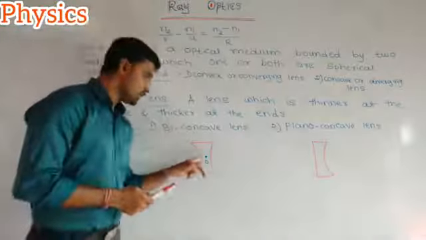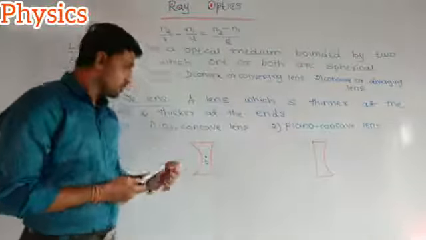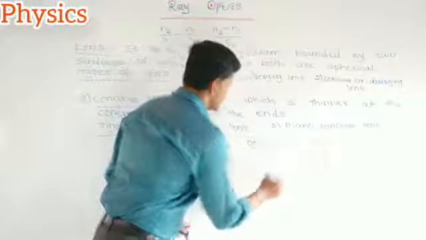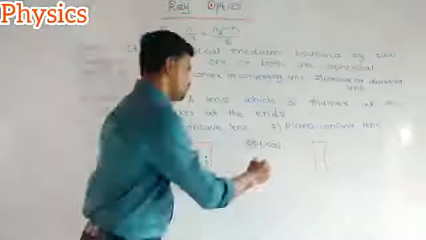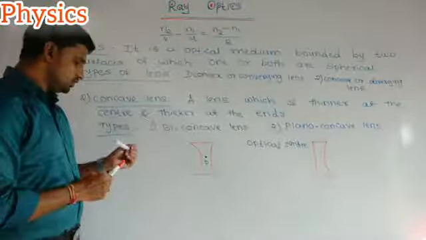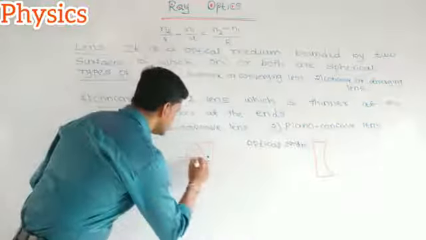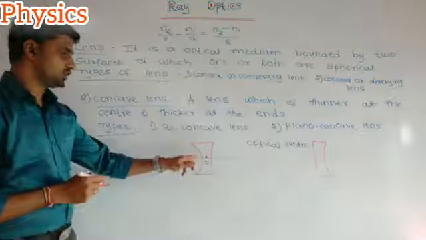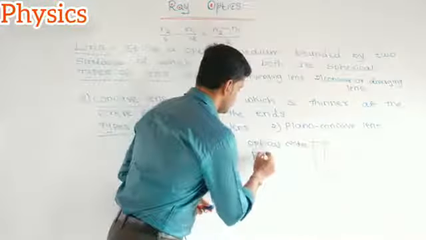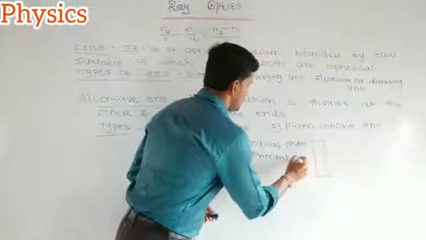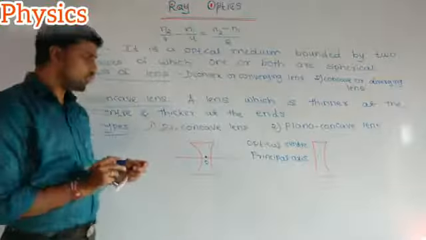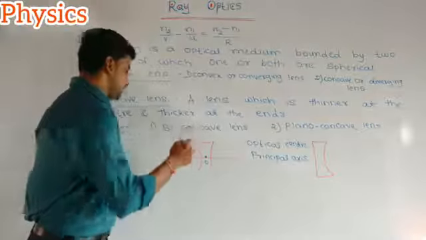Here, the central point of this concave lens is called the optic center. I already said the central point inside the concave lens is called the optical center of that concave lens. And the line which is passing through that optical center is called the principal axis of that concave lens. Principal axis.